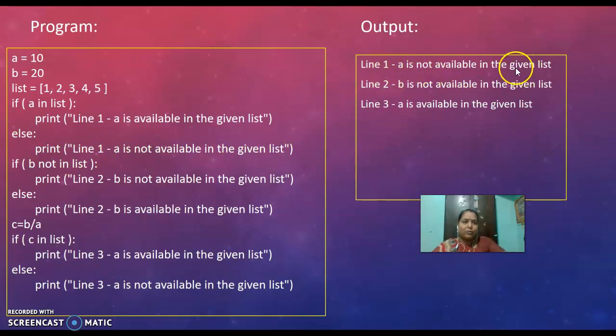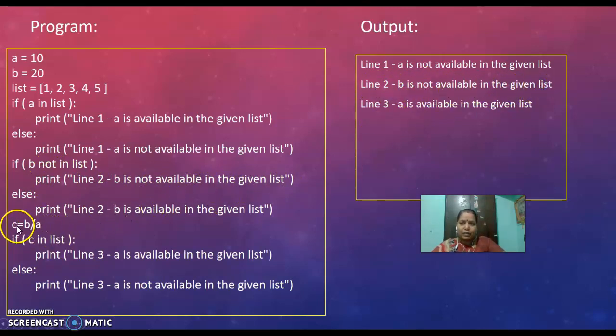You can see the output here. Line 1, a is not available in the given list. Next, if b, that is 20, is not in the list, print line 2, b is not available in the list. So this is true. 20 is not available in the given list, hence line 2, b is not available in the given list, is being printed. So you can see the output here.